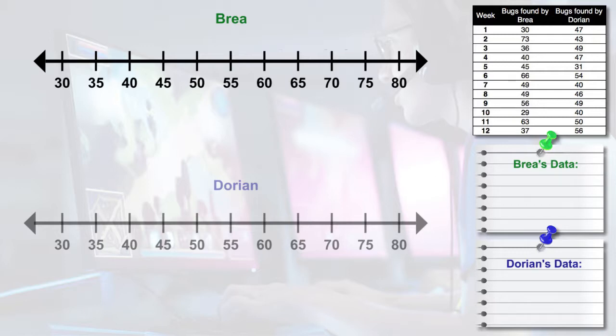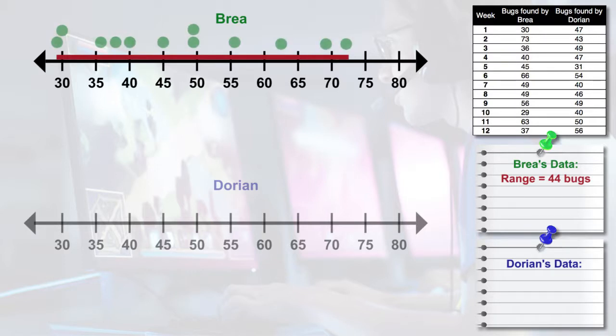It appears as if the fewest number of bugs Bria found is 29. The largest amount she found is 73. This makes for a large range on our number line. 73 subtract 29 equals 44. There is a range of 44 bugs for Bria. Now, let's plot our data on the dot plot.